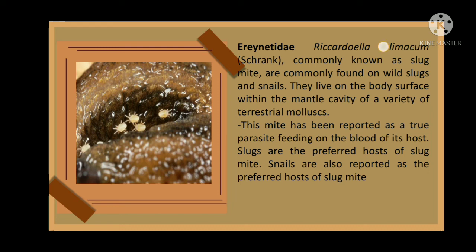Slugs such as Arion ater, Milax gagates, and Deroceras agrestis are the preferred hosts of slug mites. Snails are also reported as preferred hosts of slug mites. A snail is reported bearing up to 60 mites but without any observable damage.